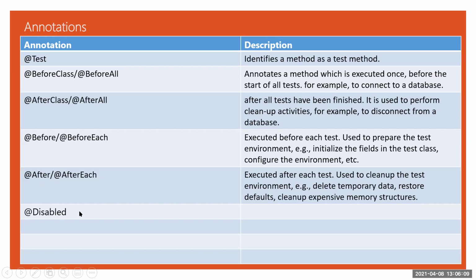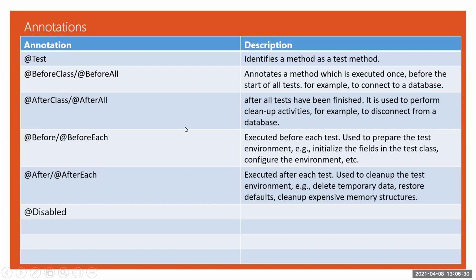@Disabled won't be available in JUnit 4. It came in JUnit 5. By using this annotation, we can disable any test method. If you want to disable any specific test case or test method, you can use the @Disabled annotation. So these are the main annotations in JUnit.